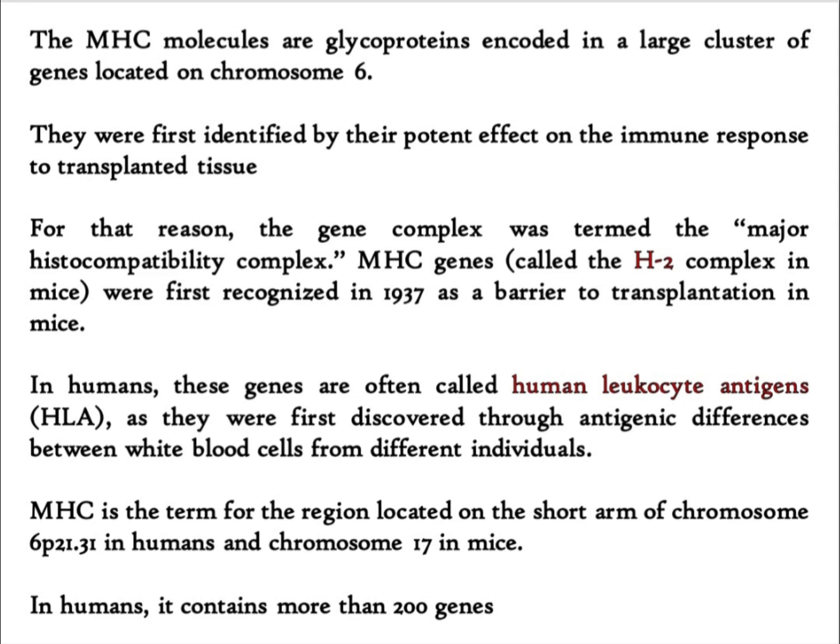In humans, these genes are often called human leukocyte antigens, HLA, as they were first discovered through antigenic differences between white blood cells from different individuals. MHC is the term for the region located on the short arm of chromosome 6p21.31 in humans and chromosome 17 in mice. In humans, it contains more than 200 genes.